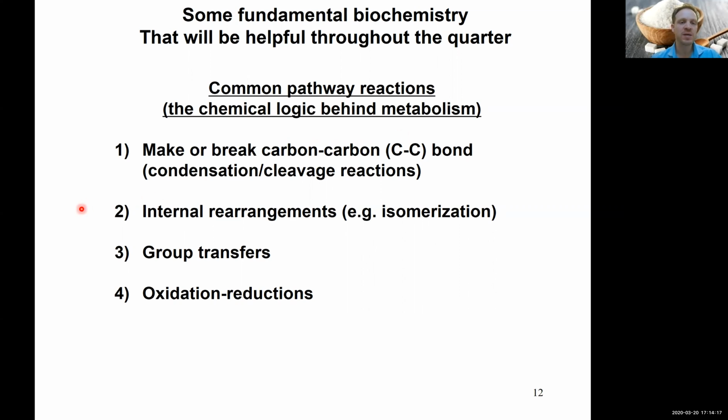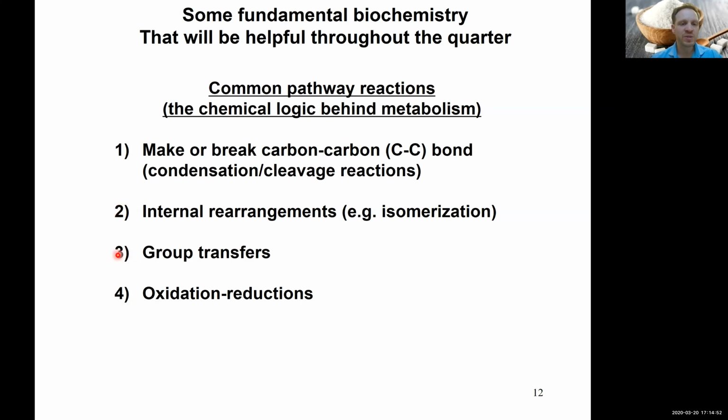Number 2 here on the list, they also occur very frequently, are internal rearrangements. A really prominent example here are isomerizations. So for example, moving around double bonds between carbon-carbon bonds within a molecule. So the important part here is that these are rearrangements within the molecule. This can be isomerization of double bonds, like I said. It can be moving around hydroxy groups to different positions. And again, these are reactions we'll see commonly throughout the quarter.